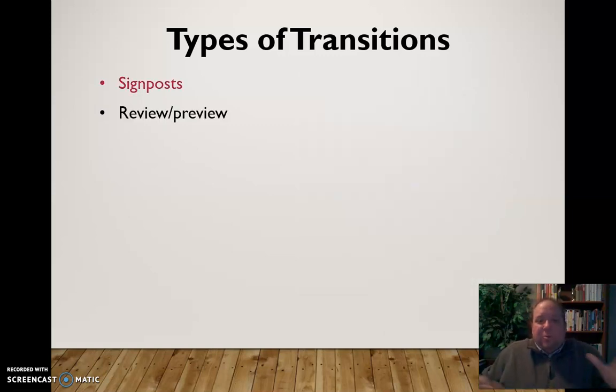You also have what we call the review preview, and essentially the review preview is where we smash together the point we just talked about and the point that's coming up. So you would state both the point that you just talked about and the point that you're going to be talking about next. So if I was giving a speech about Ronald Reagan and talking about his failed presidential campaign in 1976, and then the next point was his presidential tenure from 81 to 89, then I would want to mention both those things in my transition.